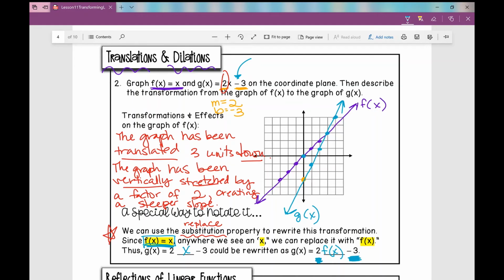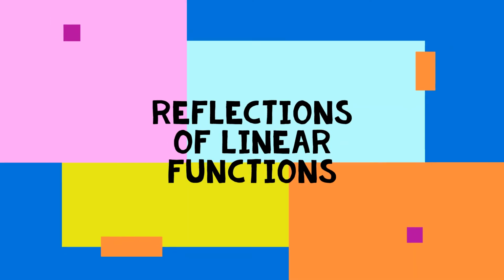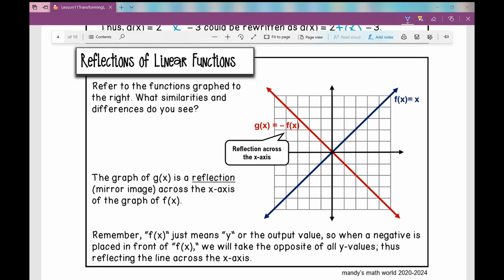So let's move on to reflections of linear functions, and it's the last transformation that we're going to talk about. Now let's talk about reflections of linear functions. So refer to the functions graph to the right. I only have 2 on this one. What similarities and differences do you see? Well, the slopes look to be the same, correct? However, they look to be the same, but one is positive and one is negative.